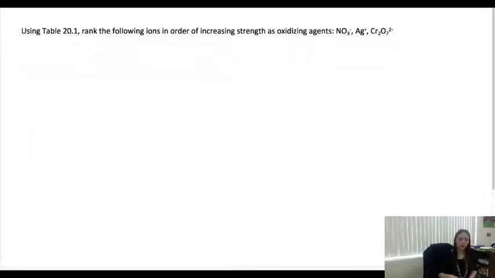Okay, the last example here. We're going to use 20.1. We're going to rank the following ions in order of increasing strength as oxidizing agents, which means that they are most easily reduced. So they're going to be the more positive E reduction values.